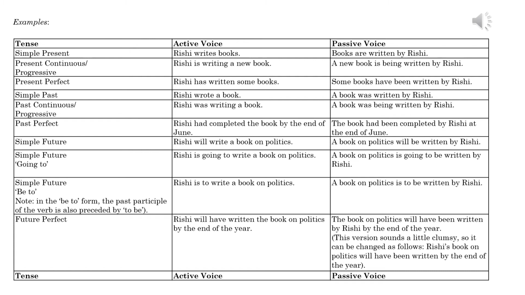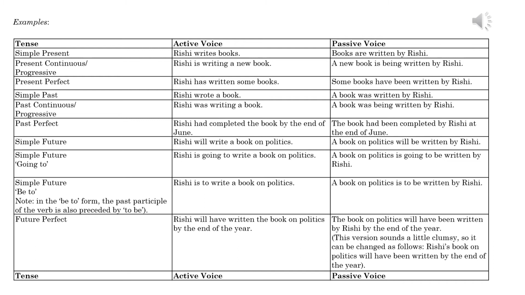Examples: tense, simple present, active voice, Rishi writes books. Passive voice, books are written by Rishi. Tense, present continuous or progressive. Active voice, Rishi is writing a new book. Passive voice, a new book is being written by Rishi.